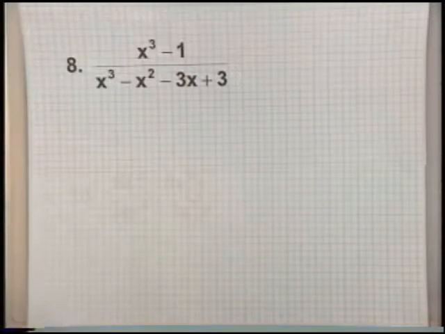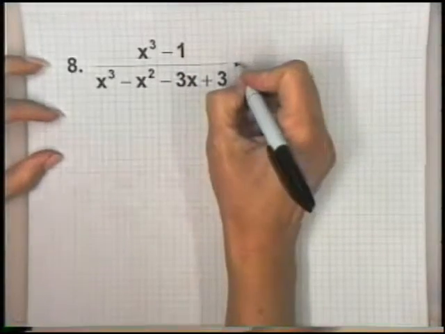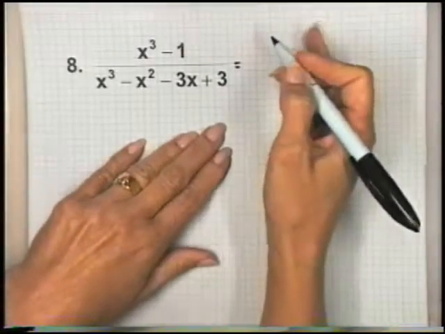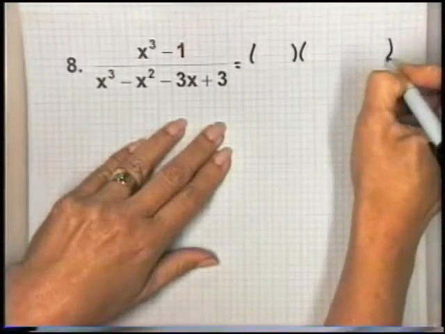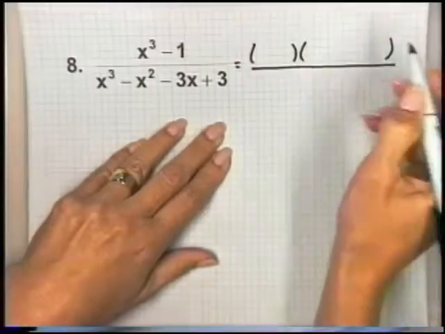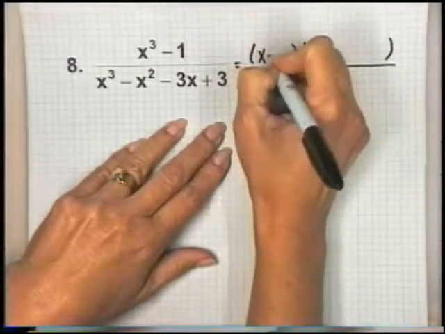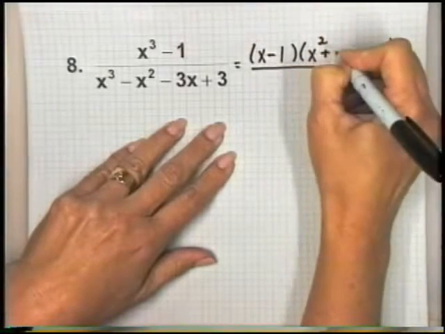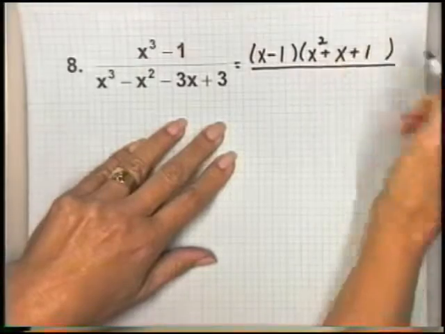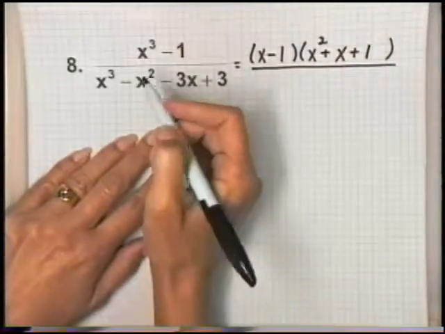Let's look at problem number 8. In problem number 8, we have 4 terms in the denominator. Do you remember how we factor when we have 4 terms? We have x cubed minus 1, which we recognize as the difference of cubes. We know it factors into a short factor and a long factor. For the short factor, we'll have x minus 1. For the long factor, we'll have x squared plus x plus 1.